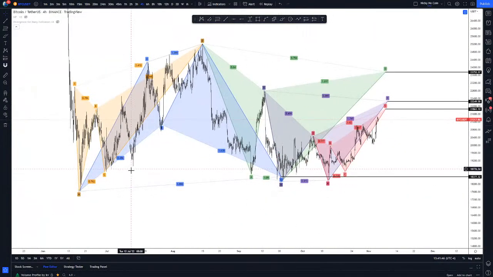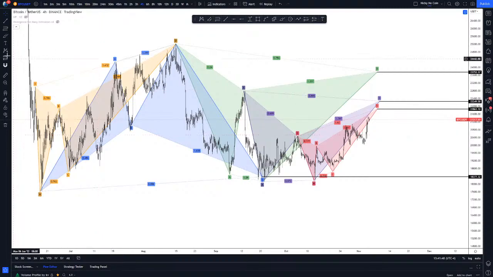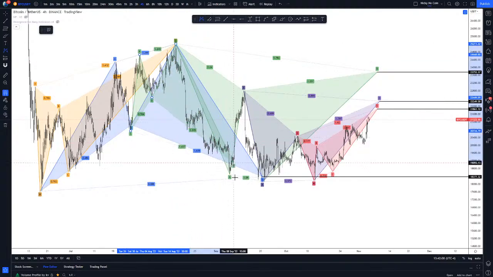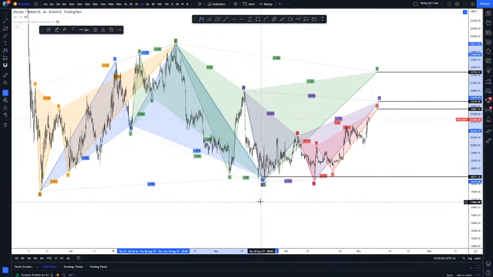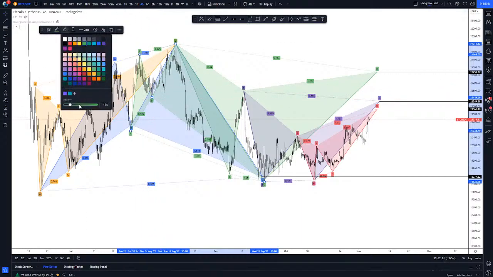And then we have this shark pattern. We had a shark pattern, and then we also had kind of like a deep crab at the 1618 too. That looked kind of like this, I believe. I'll have to check. 1618. Yeah, so very similar on this one. It's a little hard to see because I have it pretty light right now, and there's a lot of patterns here.